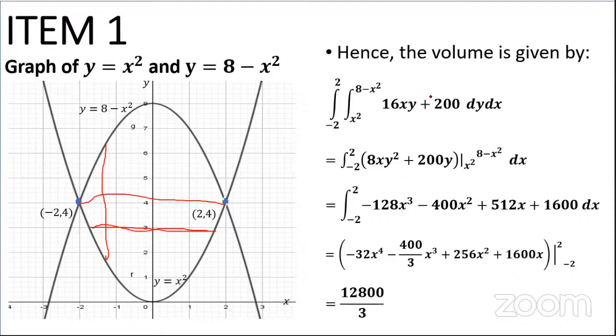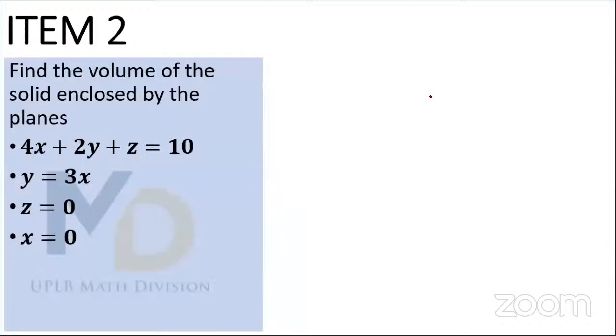Anyway, if there are no questions regarding this item, let's proceed with item number 2. For item number 2, find the volume of the solid enclosed by the planes x plus 2y plus z equals 10, y equals 3x, z equals 0, x equals 0.